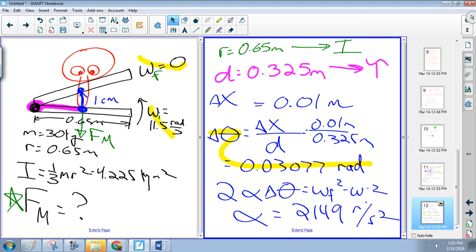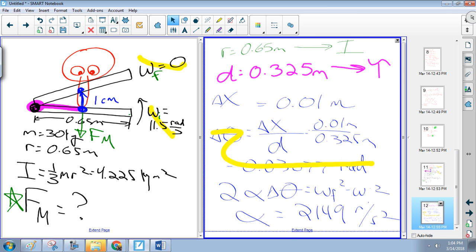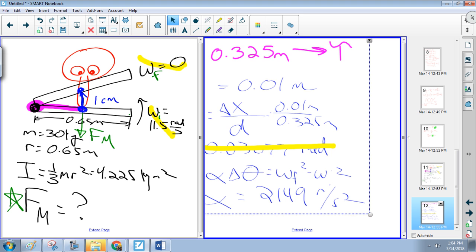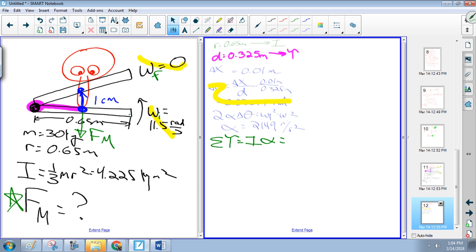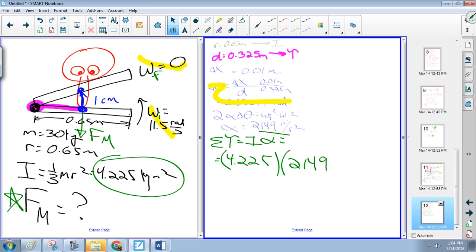All right, let me clear up a little space on the board here. Oh, darn it. All right, so now we can find our torque. Net torque is I alpha. So our I we already found. Our alpha we just found. It's 2,149. So multiply that out, and our net torque turns out to be 9,080 Newton meters.